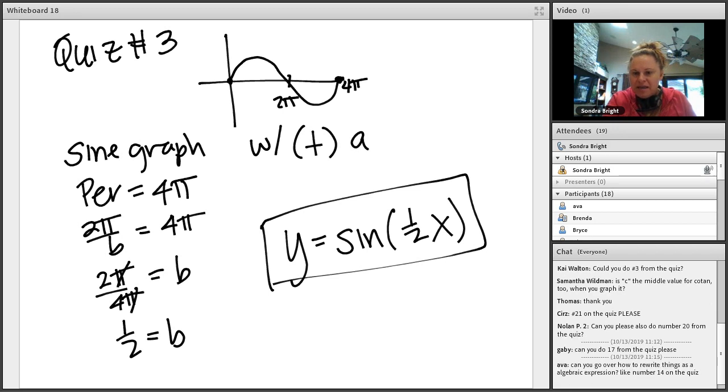Is the C in the middle for cotangent when you graph it? Yes, absolutely. Because when you graph cotangent, I always graph tangent first to do it. All right, 21 on the quiz.